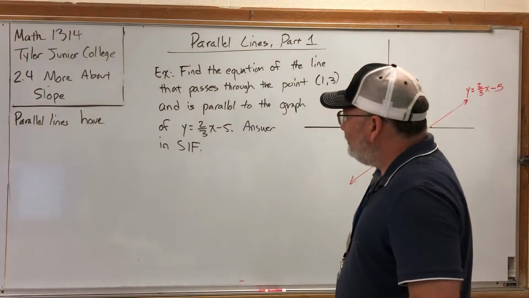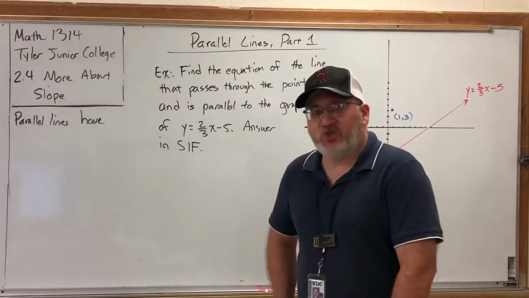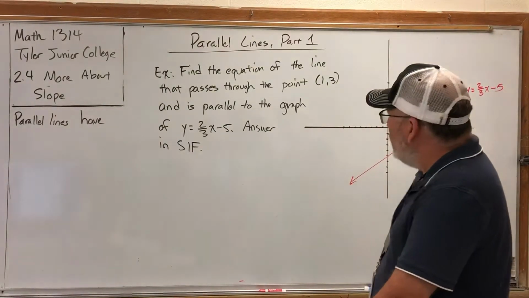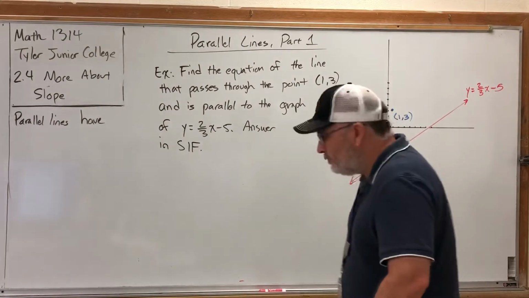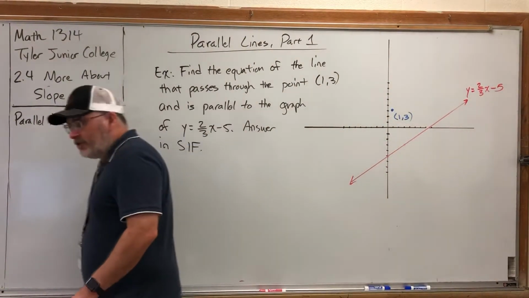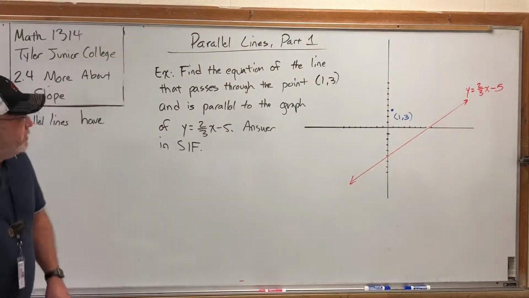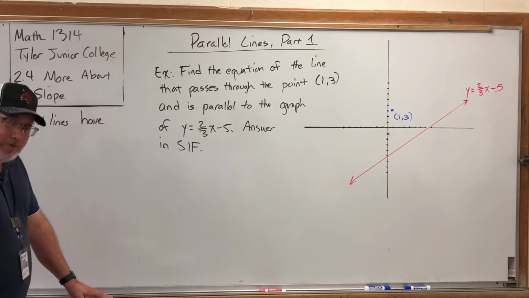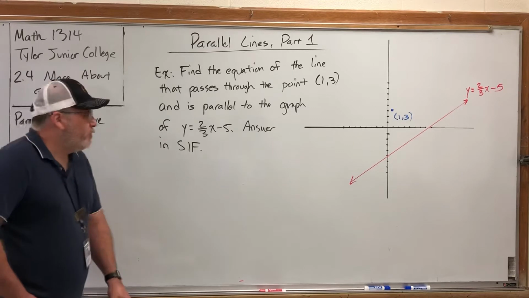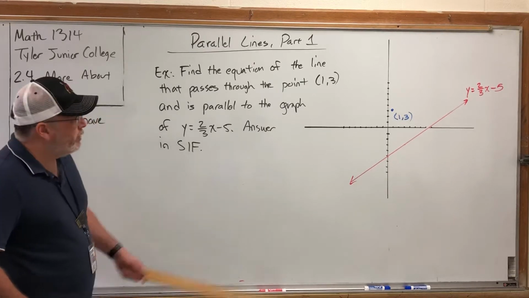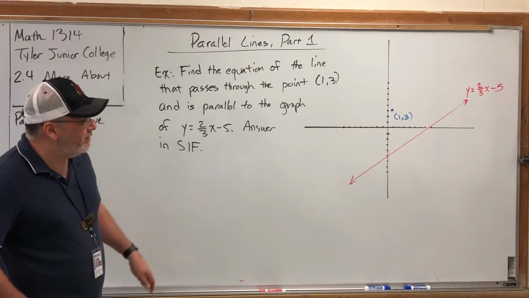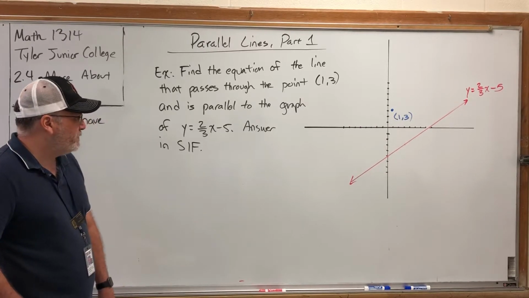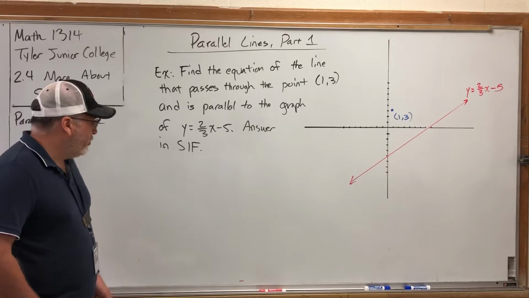But in this section, we're going to talk a little bit more about slope in a few different contexts. One context, of course, is going to be parallel lines. As you can tell, I have 2 videos planned for parallel lines. For example, find the equation of the line that passes through the point 1, 3, so I've already got it there, and is parallel to the graph of y equals 2/3 x minus 5, which I've already drawn here.